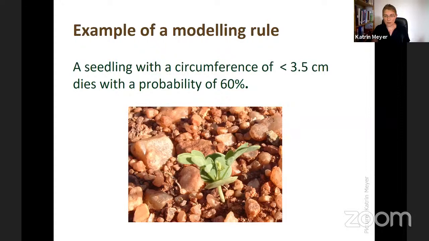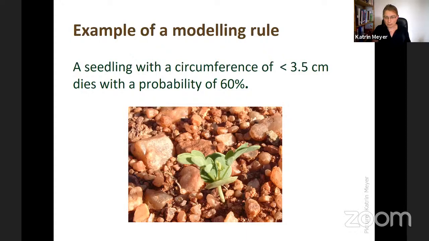And this is something you do with all the processes. This is also a way to include some stochasticity into the model. Because if you have 100 seedlings in your model, it will never, or very rarely, be exactly 60 that die. And it will sometimes be 61 and sometimes 58 or so. So you have some demographic stochasticity, which is a bit more realistic than just taking 60%, which you would do in a mathematical equation-based modeling approach.